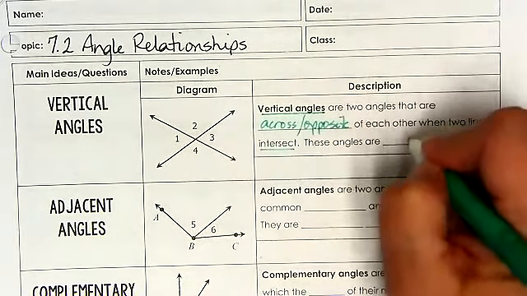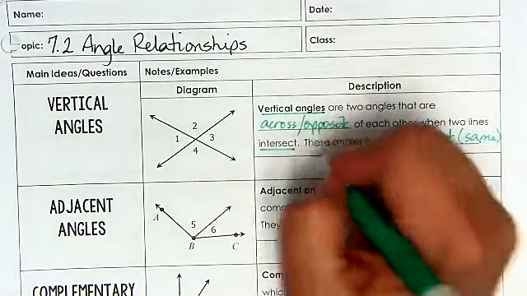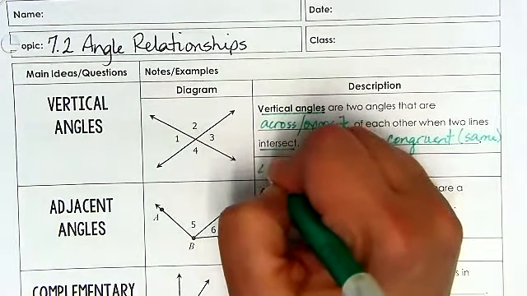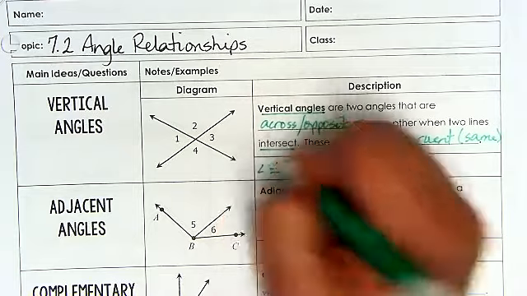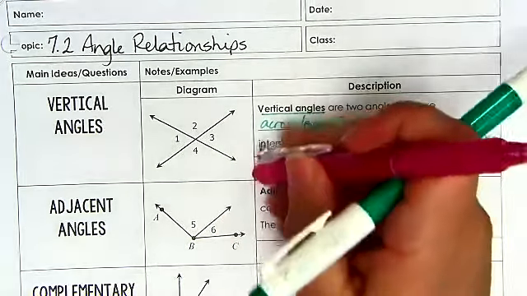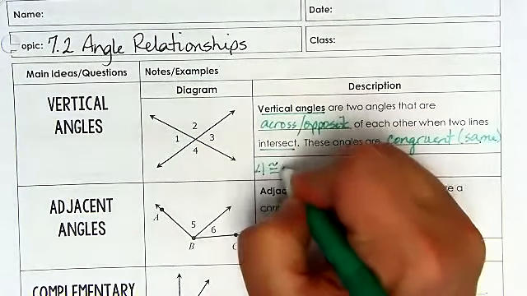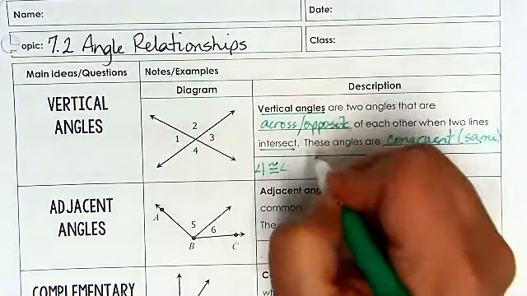These angles are congruent, which means their measures are the same. So examples of that are angle 1 is equal sign with the wavy line on top. Forgot to write the 1. Angle 1 is congruent to angle 3.